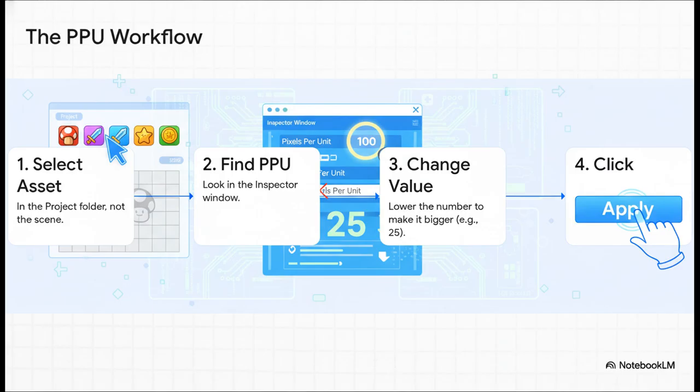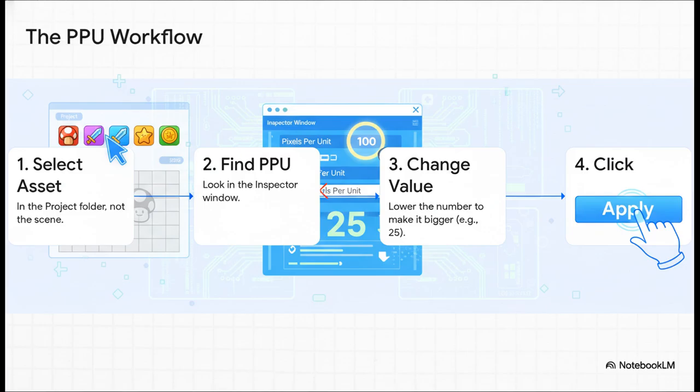Here's the step-by-step workflow. First, and this is super important, do not select the house that's already in your scene. You want to change the original file. So go down to your project folder at the bottom of the editor and click on the house sprite there. Second, with that selected, look over to the inspector window on the right side. You'll see a bunch of import settings. Find that field that says pixels per unit. Third, click in that box. It says 100. Let's change it to a much smaller number, like 25.